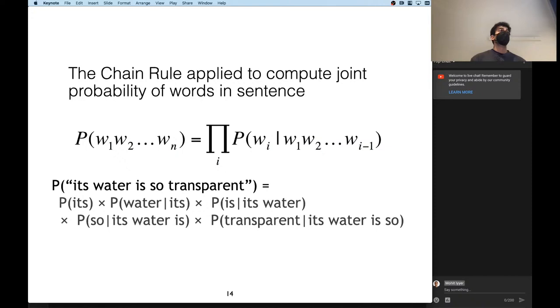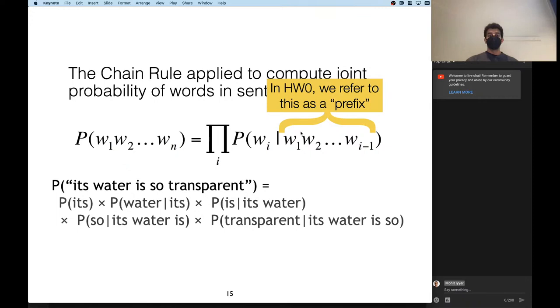So the probability of this sequence, word sub 1 to word sub n, is the product of the conditional probabilities of each word, W sub i, given all of the words that occur right before this word. In your homework and in subsequent lectures, we will refer to all of the words that come before the current word as the prefix. So the task of language modeling boils down to: given a prefix, give me the word that follows the prefix, and give me a probability distribution over the entire vocabulary of words in my language of what the next word is. That is essentially what we are asking. So in our example from before, its water is so transparent.